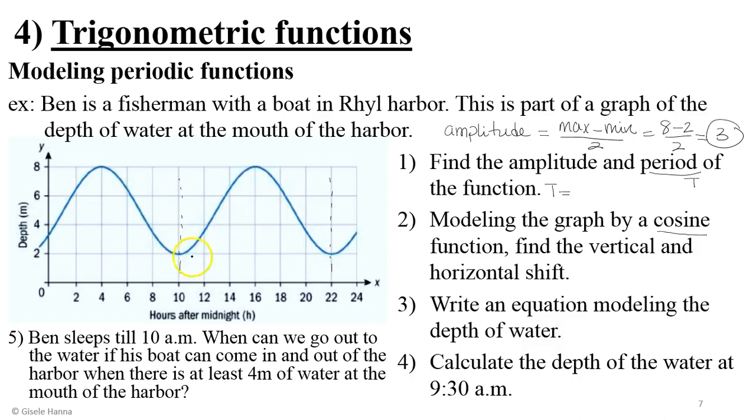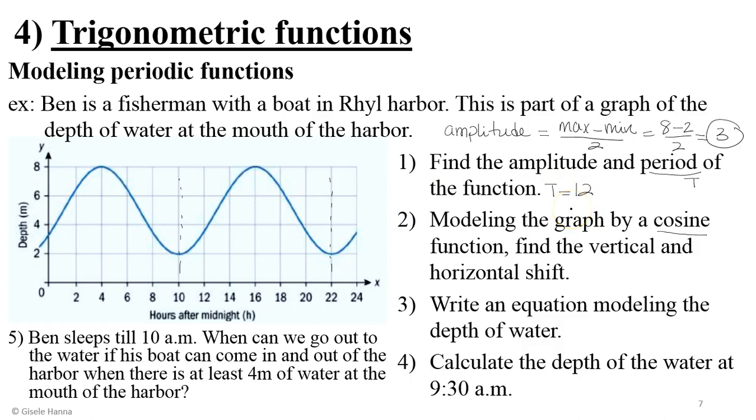Right? So this is one period of the function, and between 10 and 22, the period is in fact 12. So that's deduced from the curve. Now, in part 2, they said knowing that this function is modeled by a cosine function, we need to find the vertical and the horizontal shift.